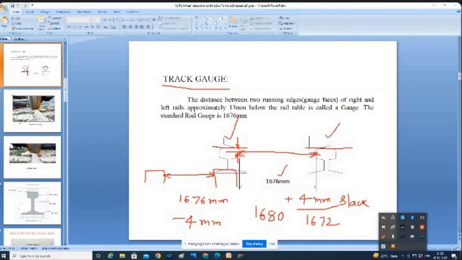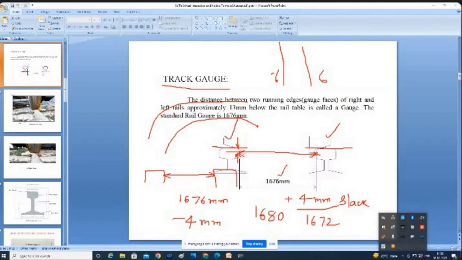So therefore, the maximum permitted slackness on a straight line track is minus 6 to plus 6. That means plus 6 on 1676 gives 1682, which is normal. Even on curved tracks they permit up to 20 mm.